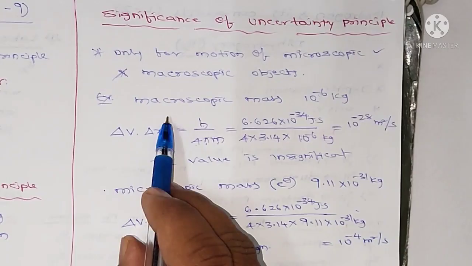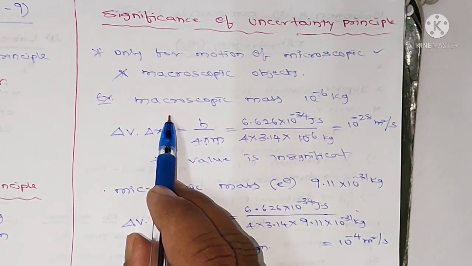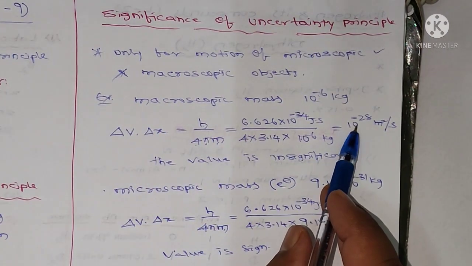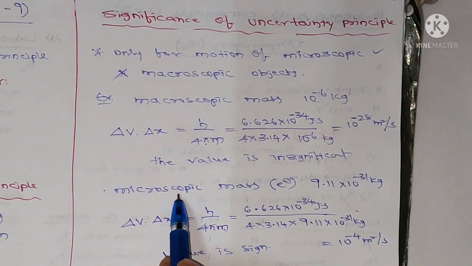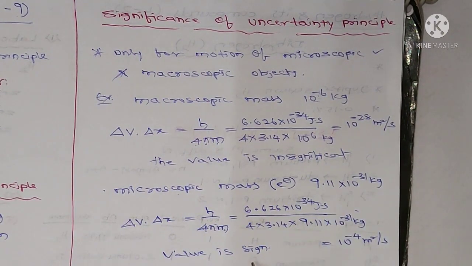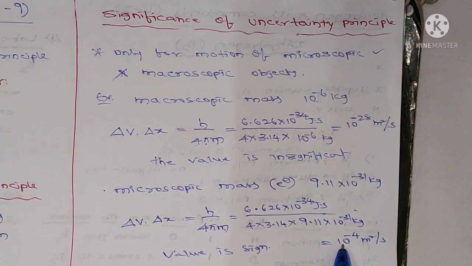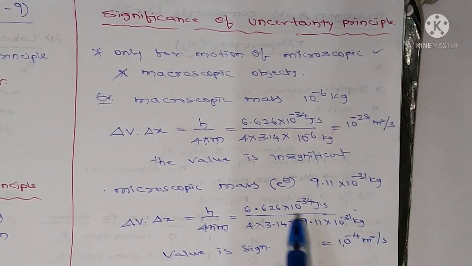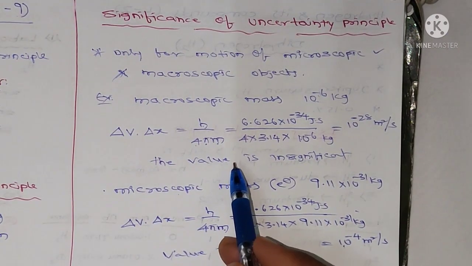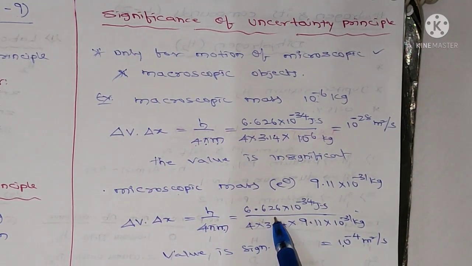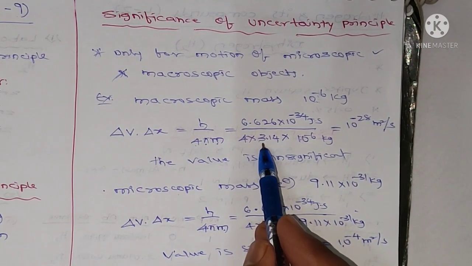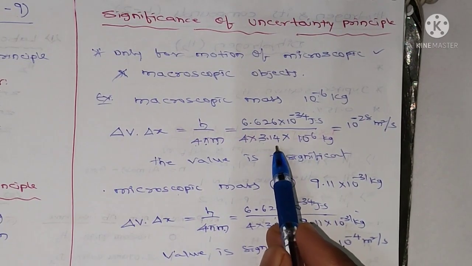The value is significant. So for macroscopic objects, the value is insignificant. For microscopic objects, the value is significant. So the Heisenberg uncertainty principle is only for the motion of microscopic objects or microscopic particles. It is negligible for macroscopic objects.